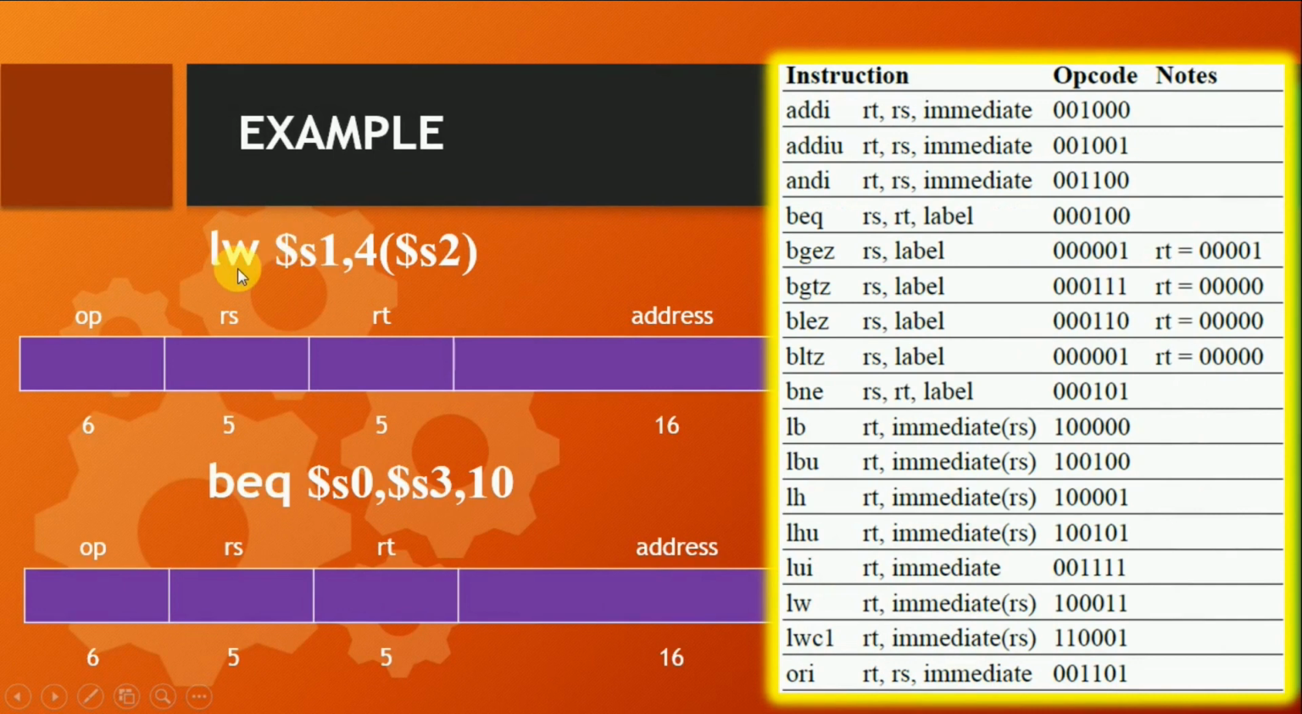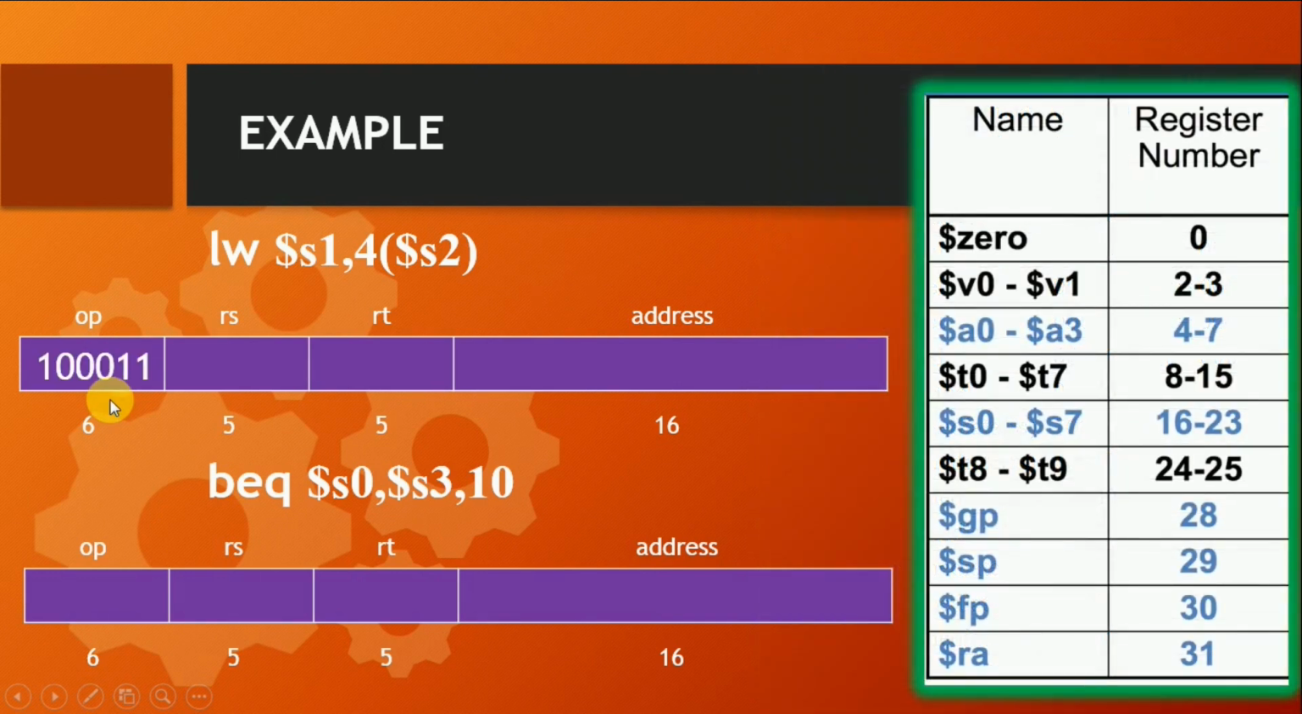First I am going to discuss load word and BEQ by referring to the opcode sheet. We can find the opcode value for load word. It is 32 plus 2 plus 1, which is 35. And for BEQ, the value is 4. So I can fill in the opcode first. Opcode for load word is 35.